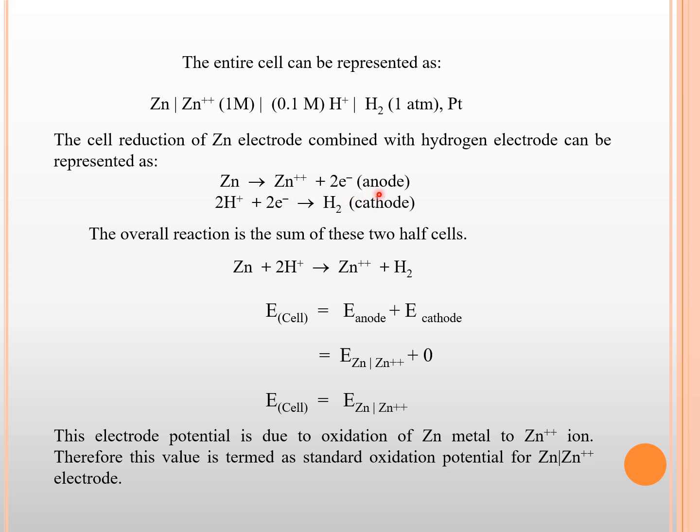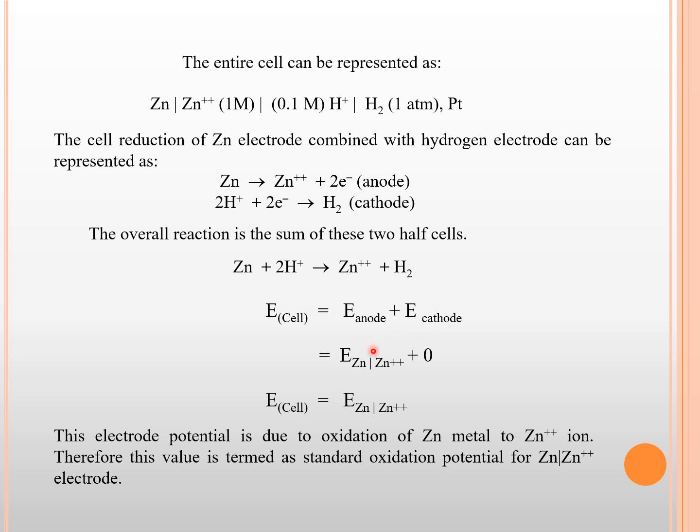This reaction is taking place at the anode, and 2H+ plus 2 electrons: the hydrogen ions receive those 2 electrons and get converted into H2. This reaction is taking place at the cathode. The overall reaction is the sum of these two half cells, that is Zn plus 2H+ giving Zn2+ plus H2. Here we have written this reaction, and the EMF of the combined cell is given as EMF of anode plus EMF of cathode.